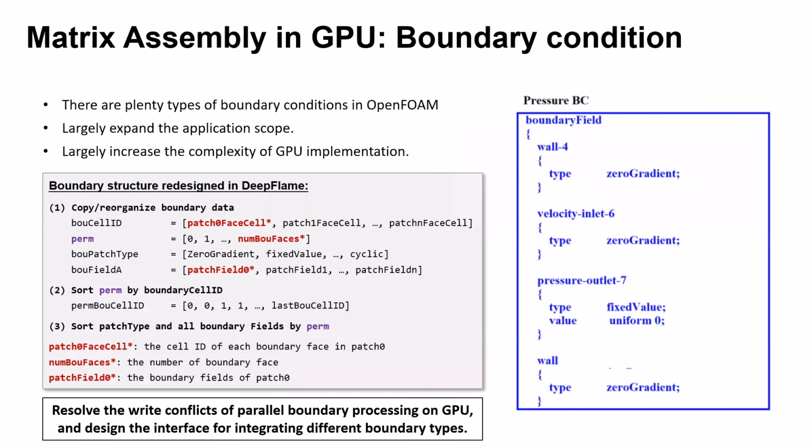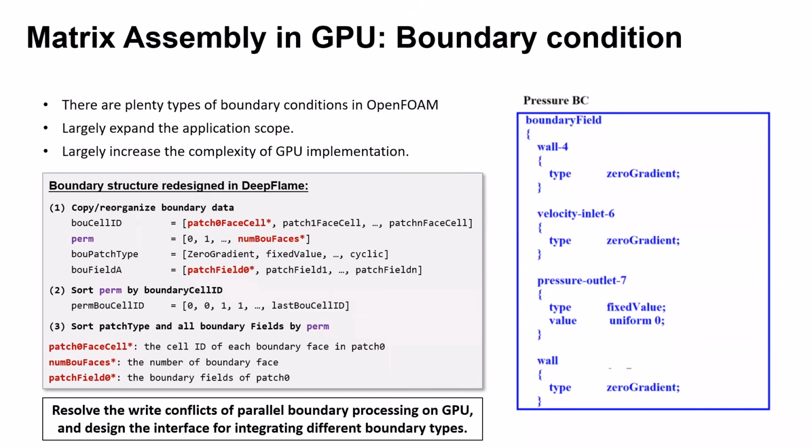Okay, the second issue is boundary conditions. As we just mentioned, the boundary field is also a per-phase field that has write conflicts. And in addition, there are plenty of types of boundary conditions in OpenFOAM, which expands the application scope, but also increases the complexity of the GPU implementation.